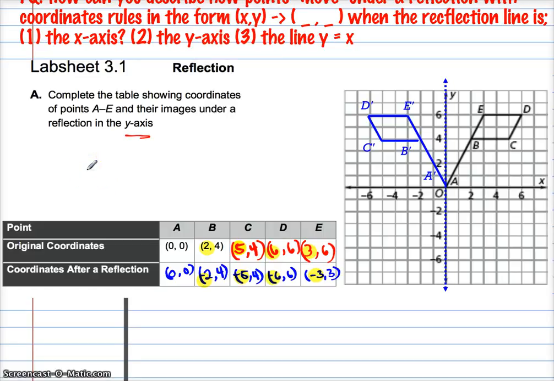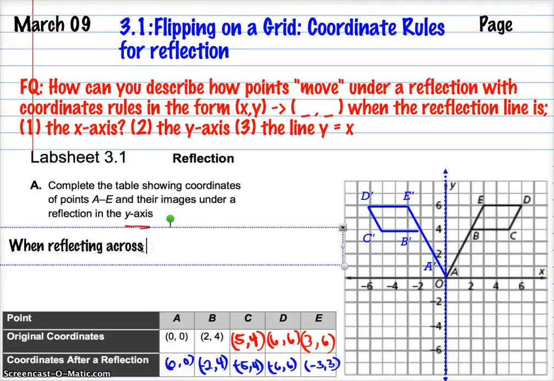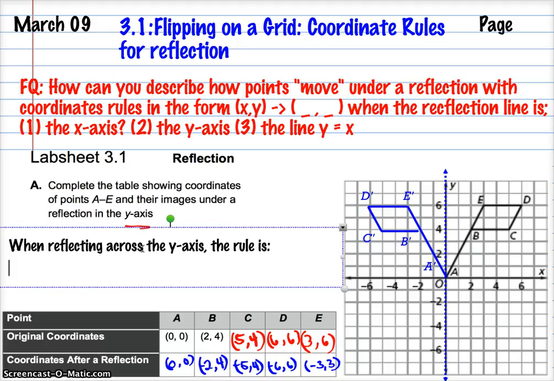So let's type this out. So when reflecting across the y equals the y-axis, the rule is x comma y becomes negative x comma y. So the only thing that changes is your x value. It becomes negative or becomes the opposite.